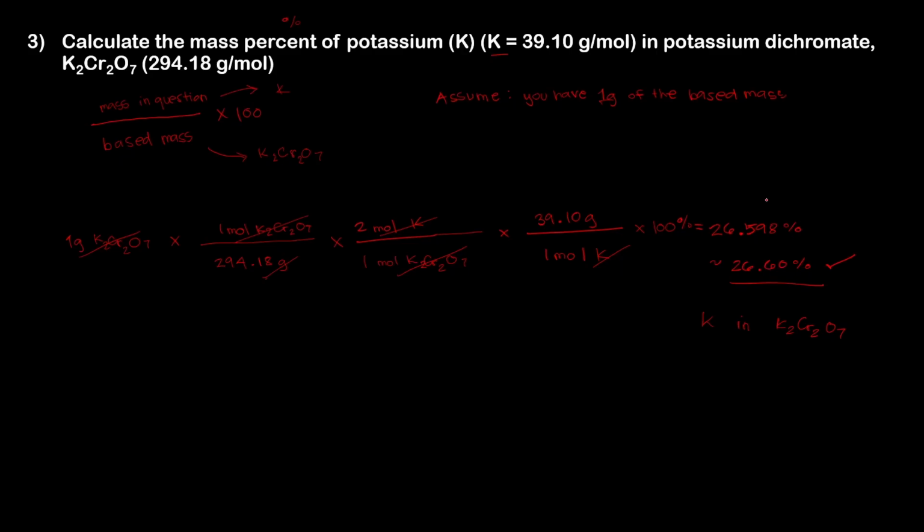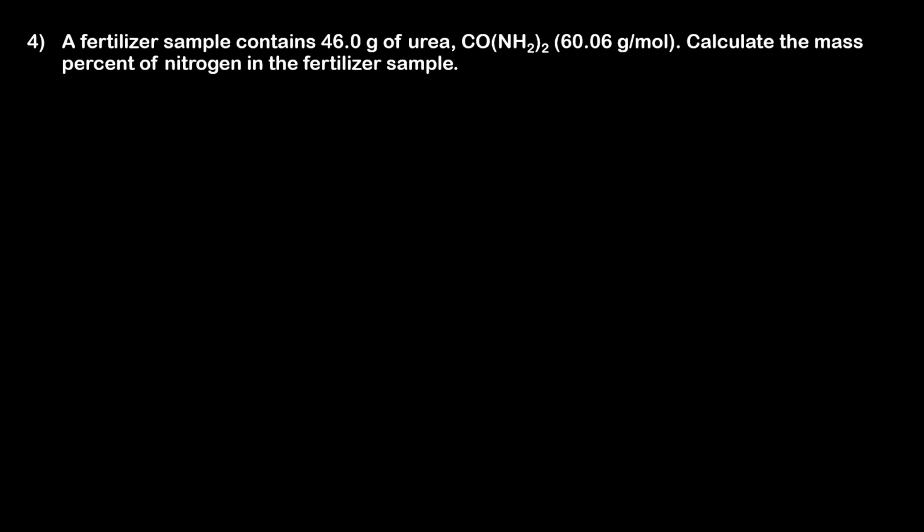Now we have a tricky question. Number 4: A fertilizer sample contains 46 grams of urea, which is CO(NH2)2, with a molar mass of 60.06 grams per mole. Calculate the mass percent of nitrogen in the fertilizer sample. This is the same thing, since we are asked to find the mass percent, but the difference is we're given a mass here of our base mass, right?